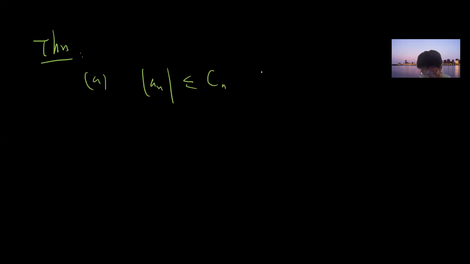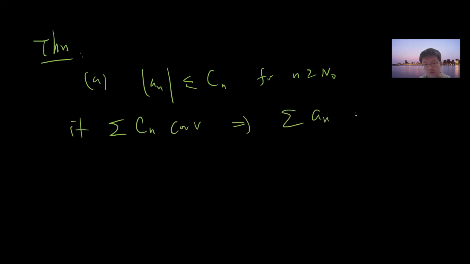Okay, so let's see what's the next topic. We keep going with some theorems. A: if the absolute value of a_n is less than c_n for all n greater or equal to n0, then if the sum of c_n converges, then the sum of a_n converges. This is the so-called comparison test. If the absolute value of this series is bounded by another series, and the other series converges, then it converges.